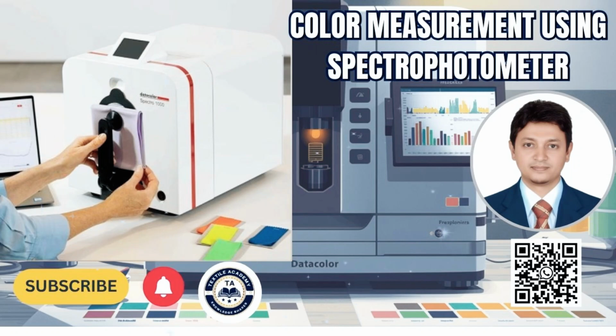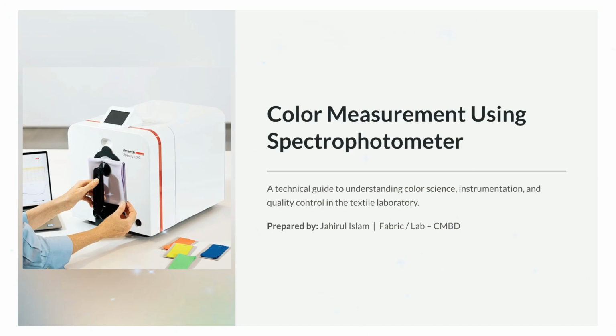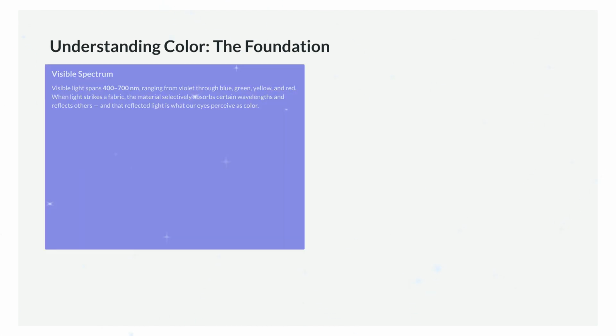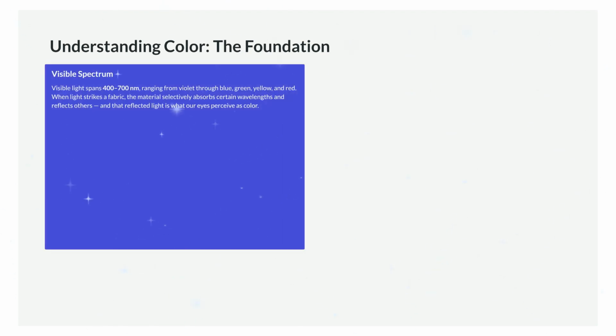Welcome to this video on color measurement using a spectrophotometer. This technical guide explores color science, instrumentation, and quality control in the textile laboratory. Understanding color begins with the visible spectrum, spanning 400 to 700 nanometers.